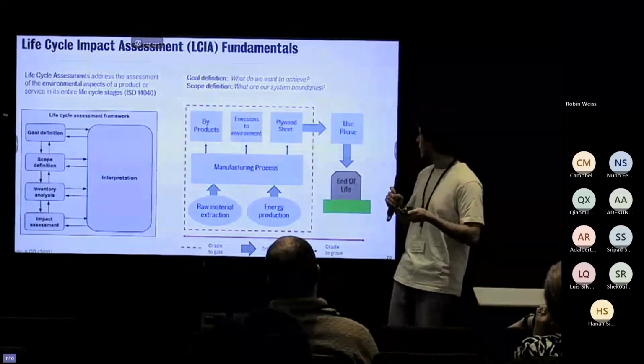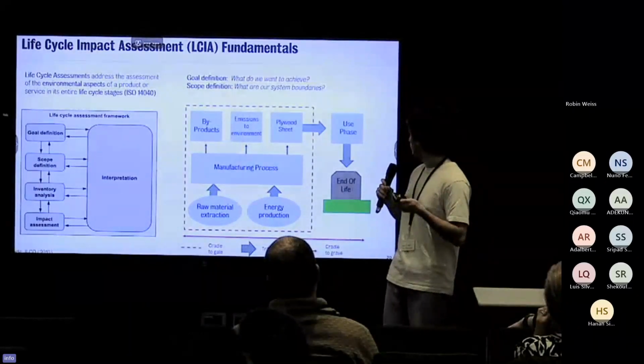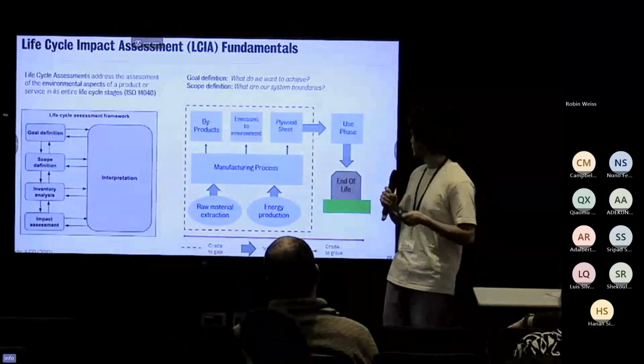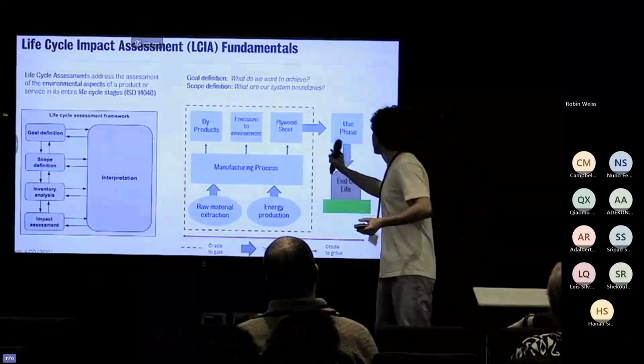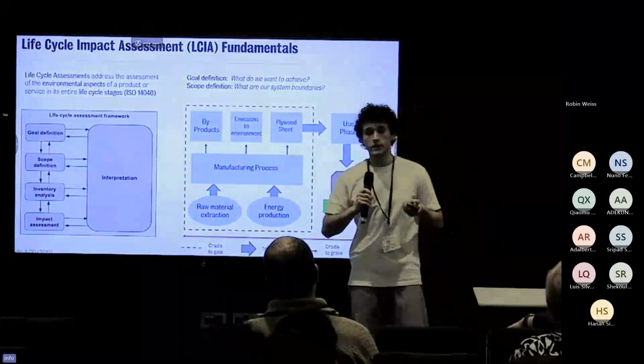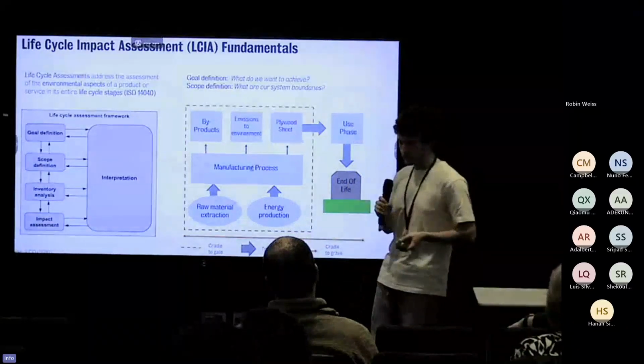So you can see we take into account the raw material extraction, the energy, the byproduct, and we disregard everything that's use phase and the end of life of the product, because we situate ourselves around this point. And so we also take into account transport within the manufacturing and the creation of the plywood sheets.